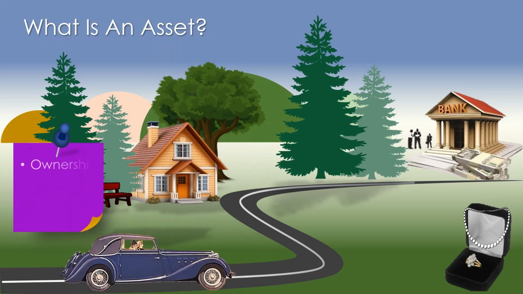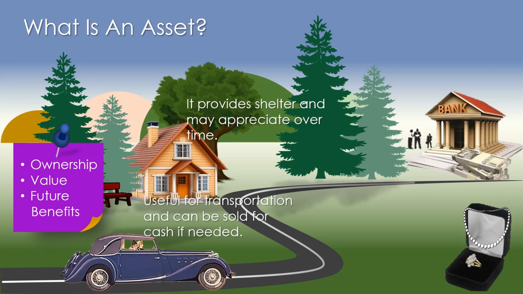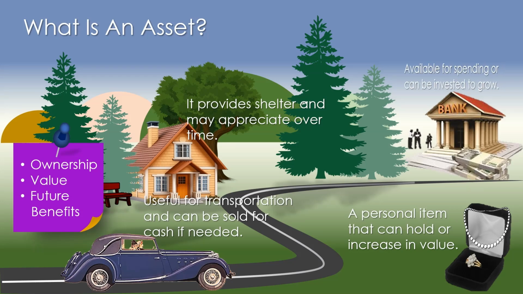It's not just about having ownership over something. It's also about value and the potential for future benefit. For instance, your home represents stability and may appreciate over time. Your car provides mobility and remains a tangible asset that could be liquidated if necessary. Jewelry embodies both personal significance and the potential for long-term value retention. Funds in your bank account offer liquidity for current needs or can be strategically invested to foster growth.